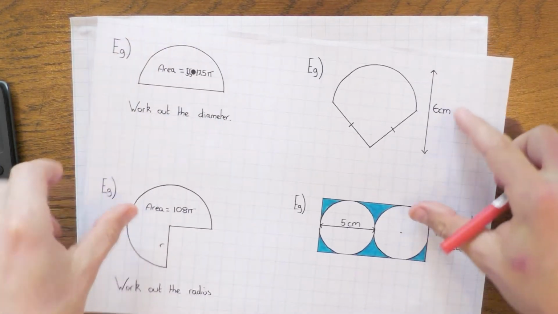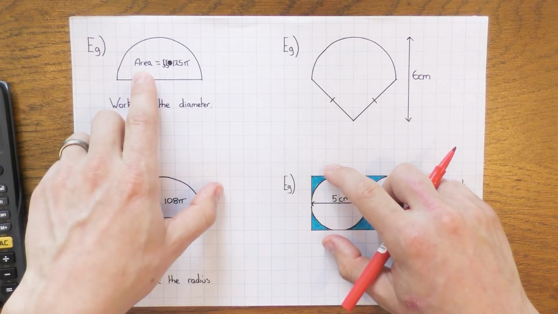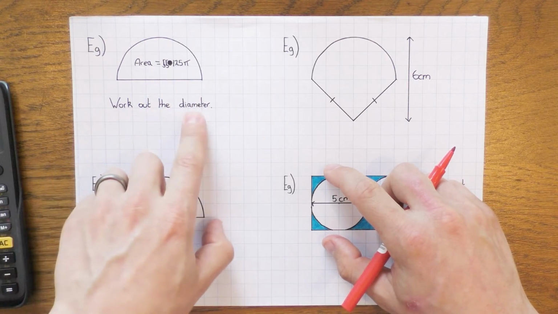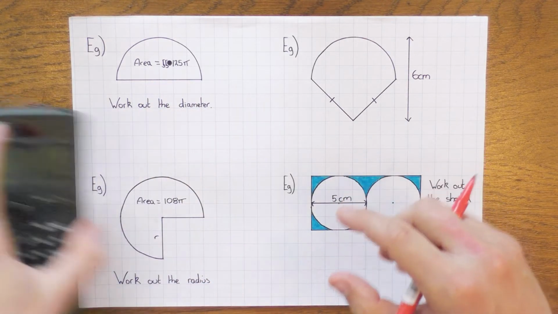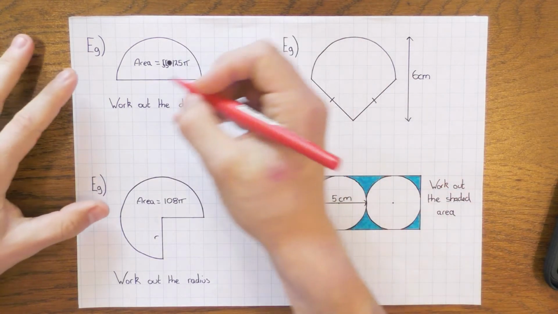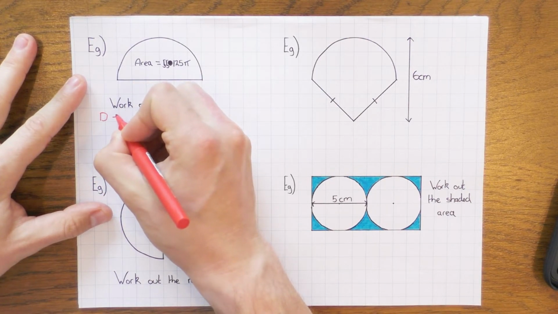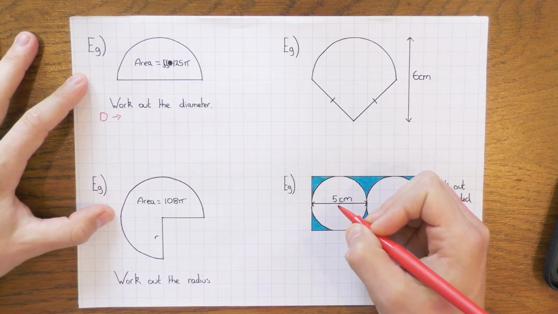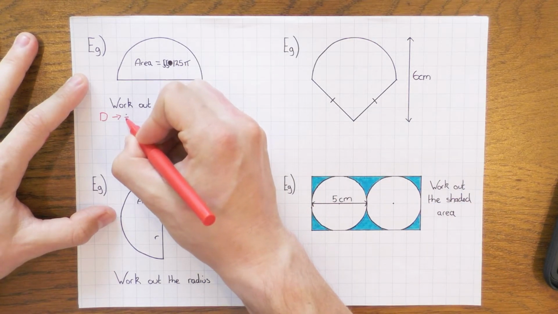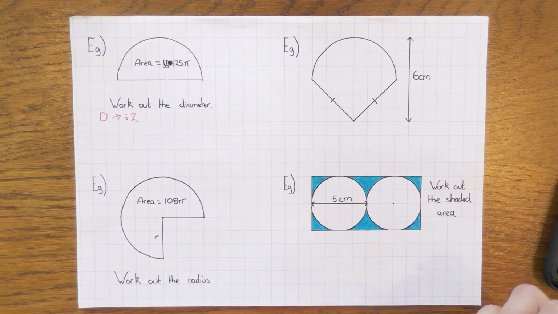So this is my last page of 4 examples. I'm told the area is 55.125 pi, and I want to work out the diameter. Right, so first thing to do is imagine you have the diameter. To use the formula, pi r squared, I need to have the radius. So the first thing I'm going to do with the diameter is half it. That's going to give me the radius.